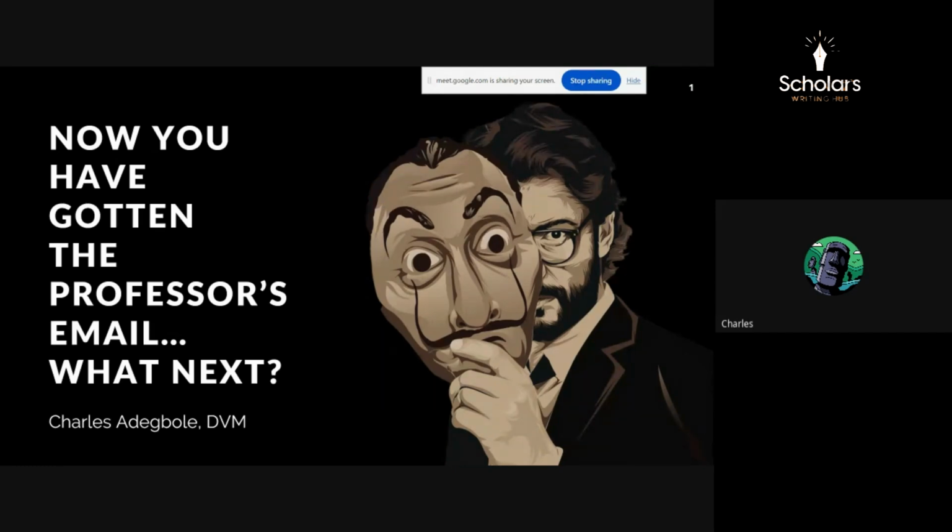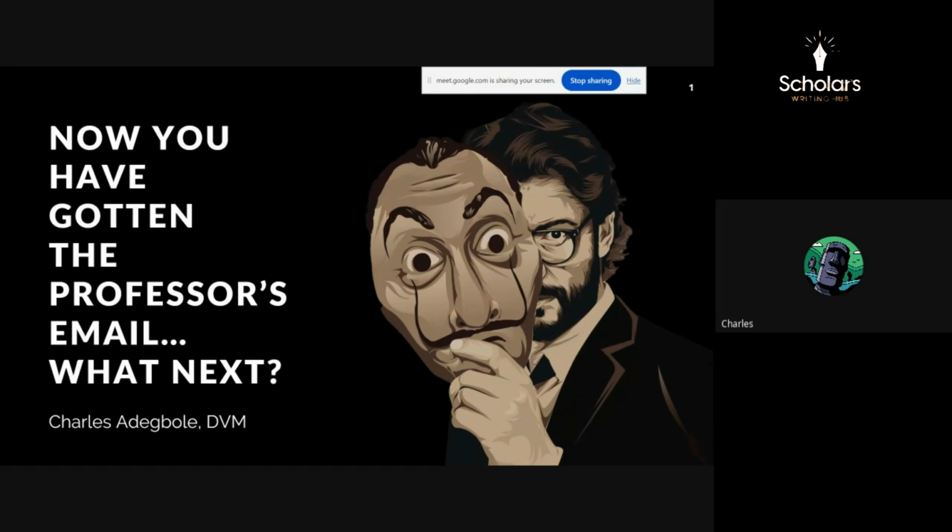So while you search departments on the university, sometimes you may want to do due diligence and go to the university website and try to see their programs. There might be 2 different programs you fit into, so just check. There is no harm in doing that. Now I'm going to talk about, now you've gotten the professor's email, what next?